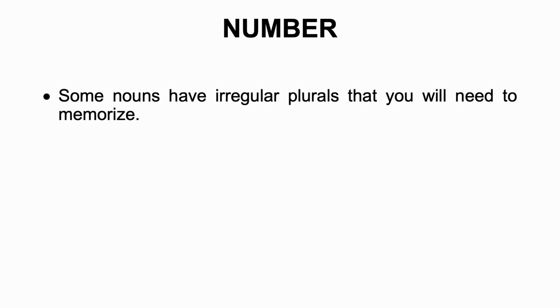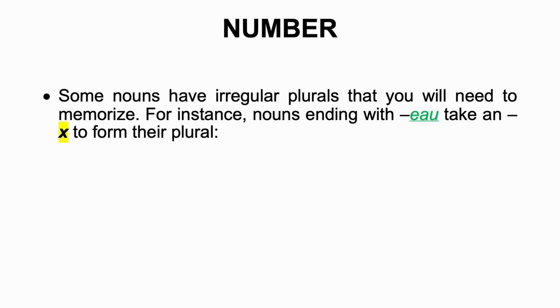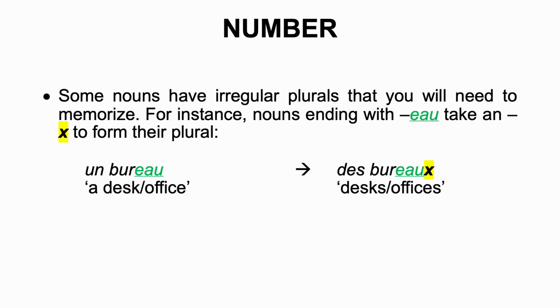Some nouns have irregular plurals that you will need to memorize. For instance, nouns ending with EAU take an X to form the plural instead of an S. Un bureau, a desk, an office, will have a plural with an X. Des bureaux, which means desks, offices. Note that the X is also silent, so make sure to repeat. Un bureau, des bureaux.